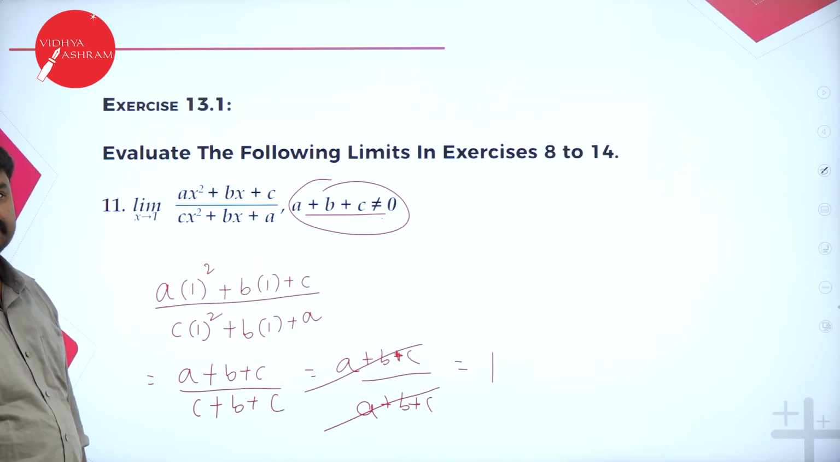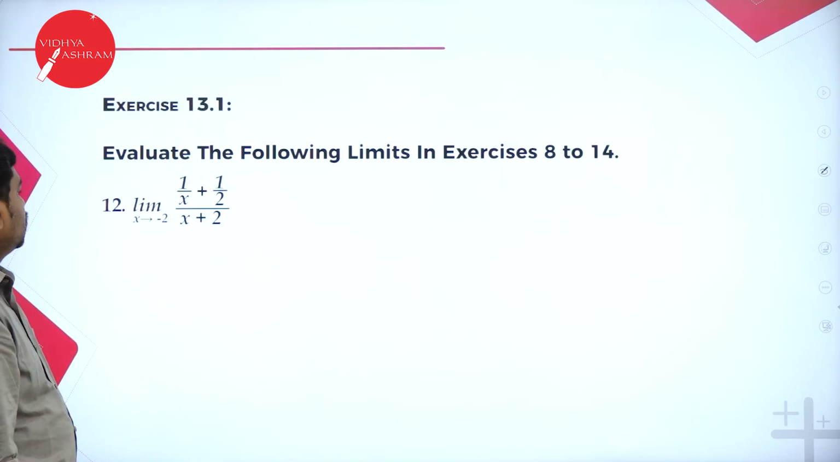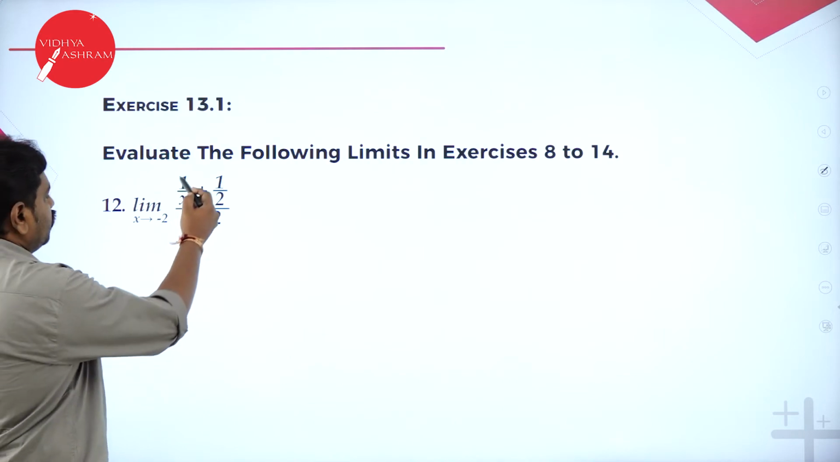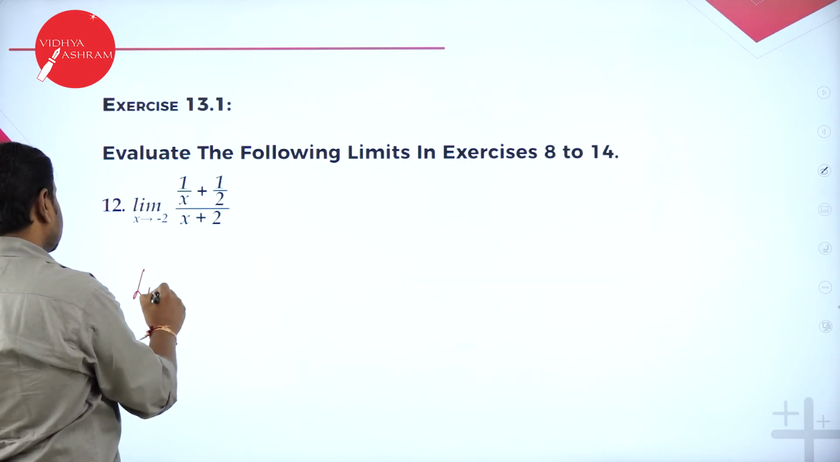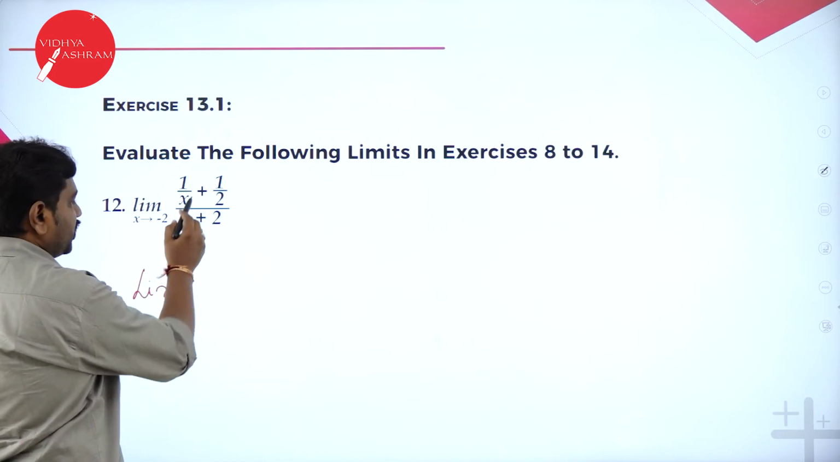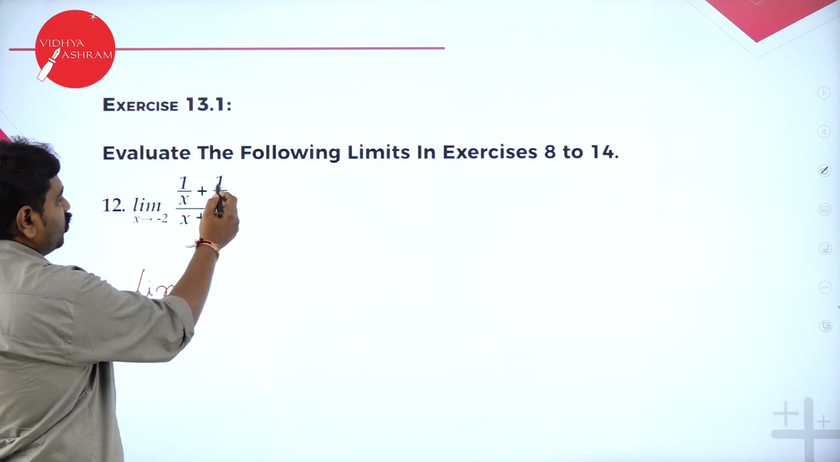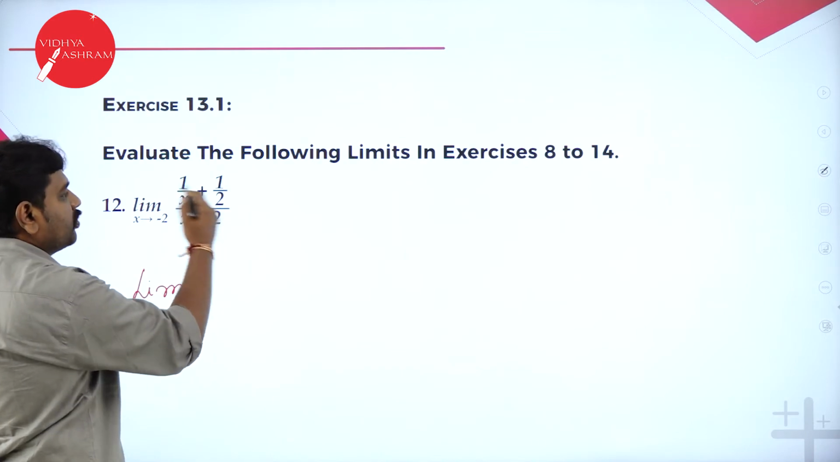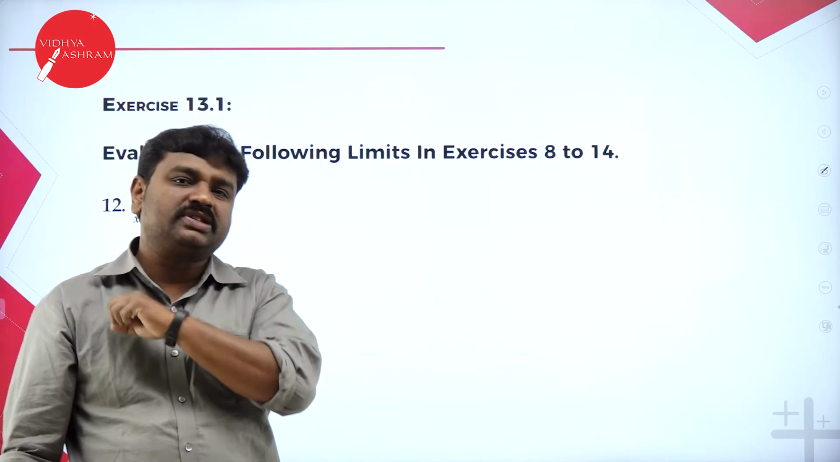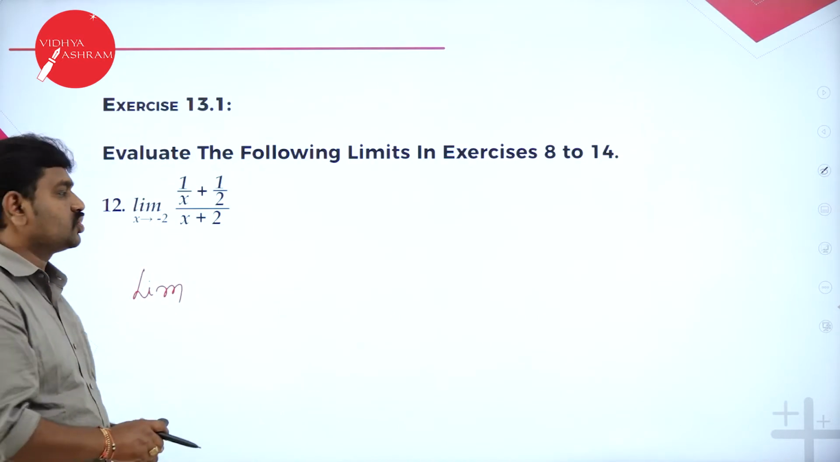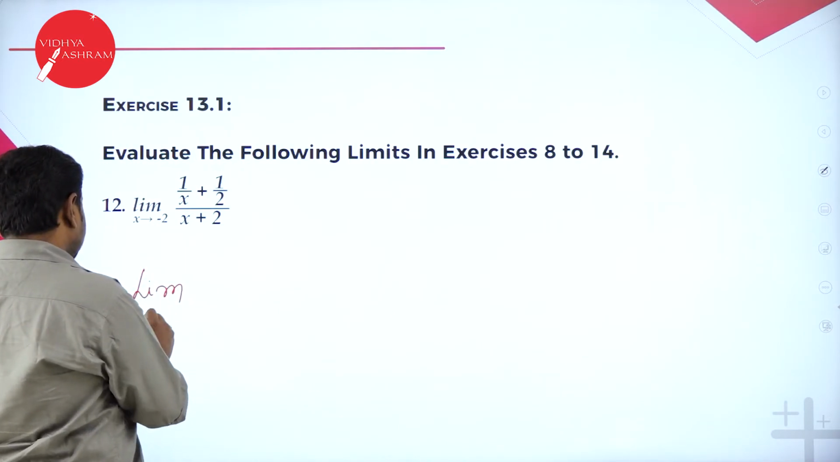Next we have limit x tends to minus 2, 1 by x plus 1 by 2, divided by x plus 2. So dear students, in the place of x, if you put minus 2, it will become minus 1 by 2 plus 1 by 2, minus 2 plus 2, 0 by 0. We should not get 0 by 0. So what should we do? We should reduce it into standard form.